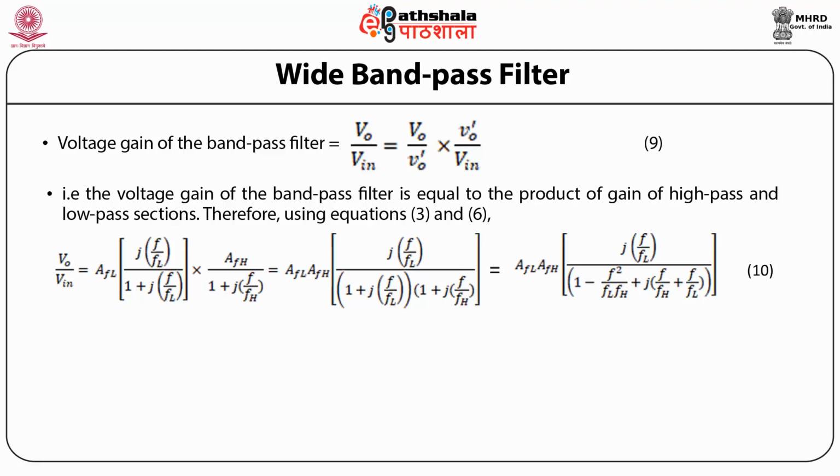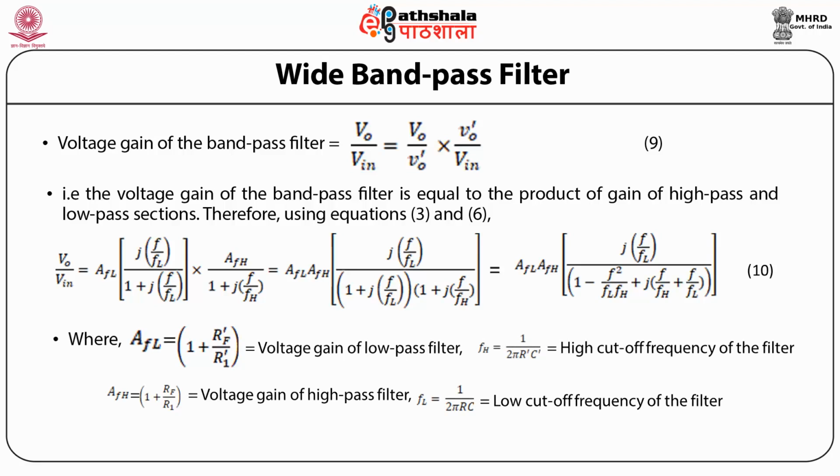Q is related to the center frequency of the filter and bandwidth by the equation Q equals FC by BW, which equals FC divided by FH minus FL. A filter is said to be a wide bandpass filter if its quality factor Q is less than 10. Whereas, if Q is greater than 10, the filter is said to be a narrow bandpass filter. For a wide bandpass filter, the center frequency FC can be defined as FC equals square root of FH into FL. In a narrow bandpass filter, the output voltage peaks at the center frequency FC.